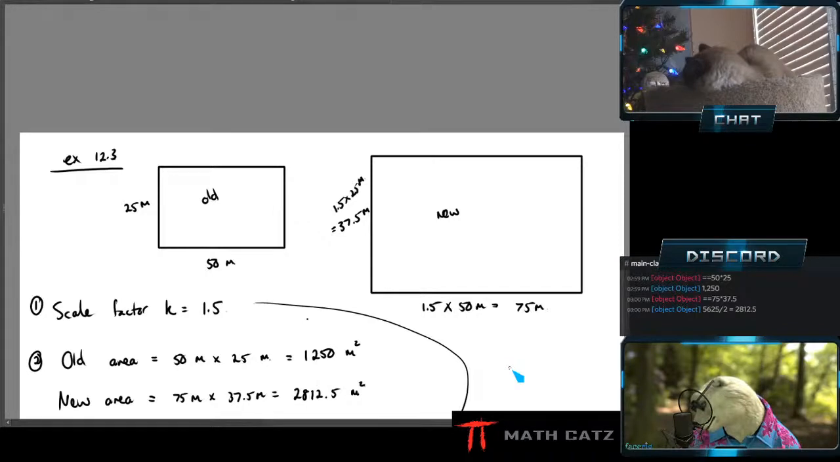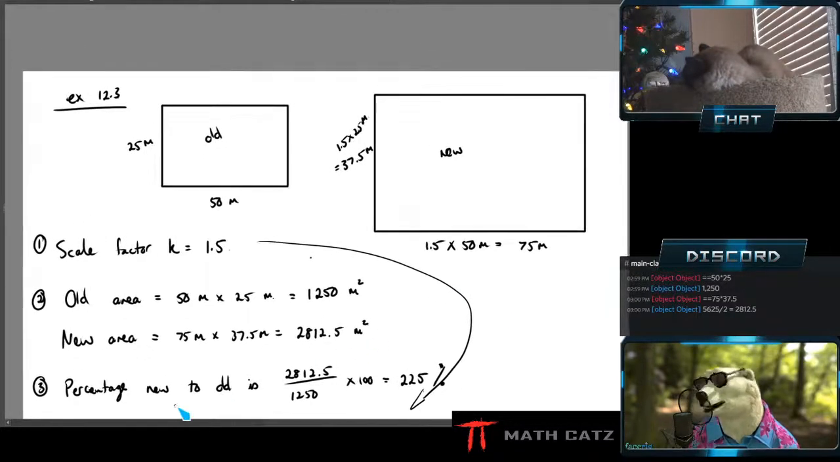2,812.5. So I'm going to change the question a little bit by not focusing on the change, but trying to get to the new factor between these two quantities. So the percentage of new to old area is new over old, make it a percentage, 225%. We can do it in the chat and see it. 2812.5 divided by 1250 times 100. There it is, 225. Where does this 225 come from?